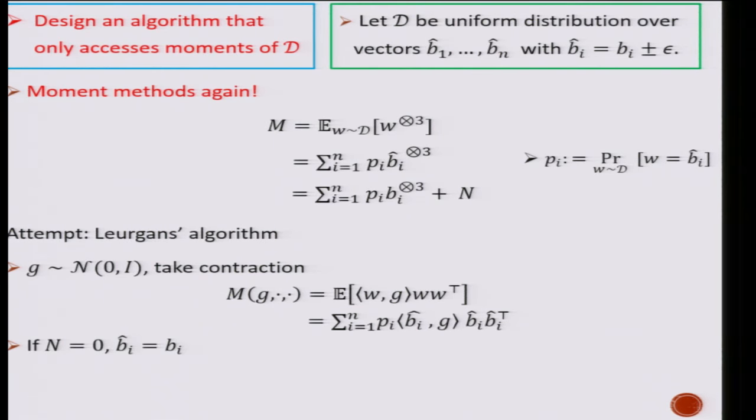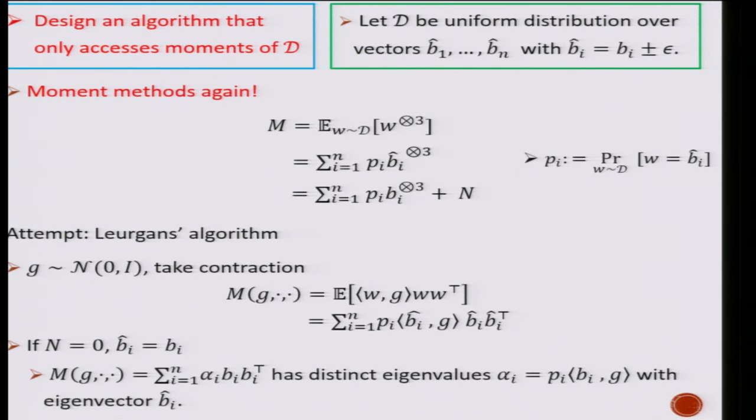Let's do another easy case just to build up some intuition. Suppose n is 0, there's no noise, and bi hat is equal to bi. Then this is the good case, because the bi are just the eigenvectors of this matrix, since they are all orthogonal and it's just the sum of bi bi transpose. The weights are random variables, and with probability 1 they are distinct if pi are not 0. So you have a matrix with distinct eigenvalues, and the eigenvectors are the bi. So we are done, almost exactly what Luhrgen's algorithm did for the orthogonal case. However, the problem is that this is only inverse poly robust to noise. It doesn't tolerate epsilon noise.